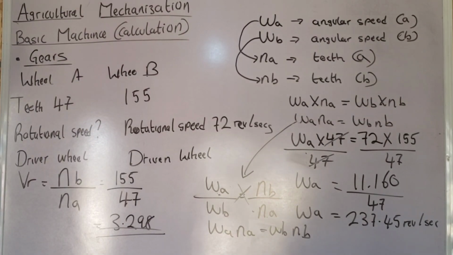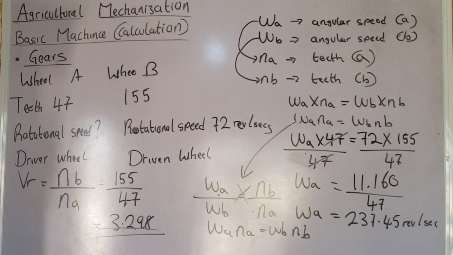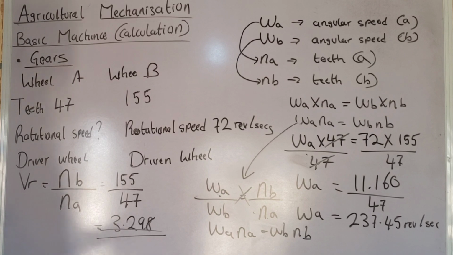We are done with the question, having gotten the angular speed of wheel A and the velocity ratio of the intermeshing gears. So I'm very sure you understand.